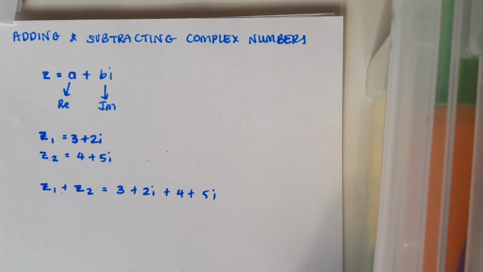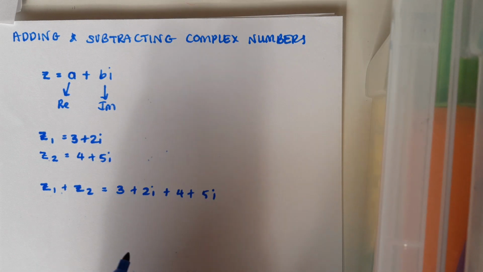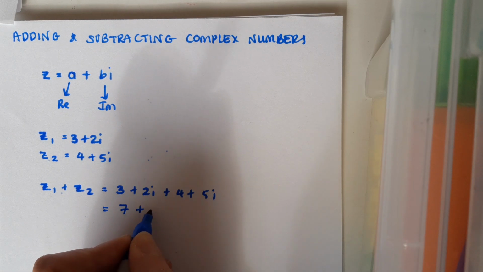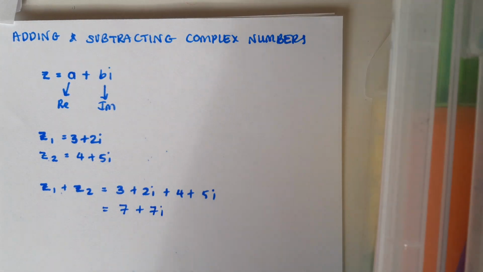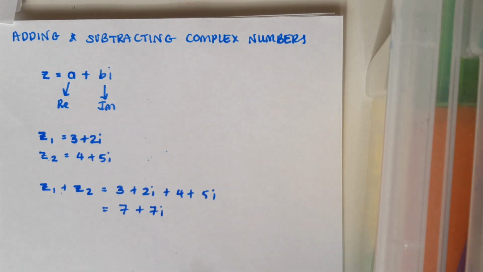And when I'm working with this, I really deal with it in very much the same way that I deal with a regular algebra question, in that I'll put the like terms together. So the real goes with the real and the imaginary goes with the imaginary. And so 3 and 4 makes 7, and then 2i and 5i is going to make 7i, and that's all I can do with that. I can't add the real part and the imaginary part together, so I'm just finished now.